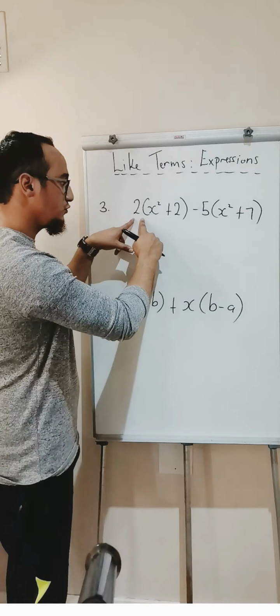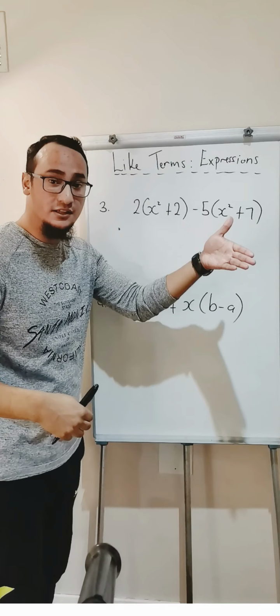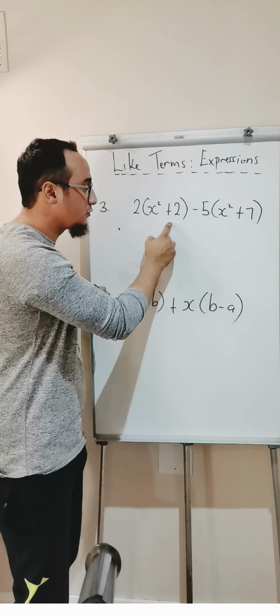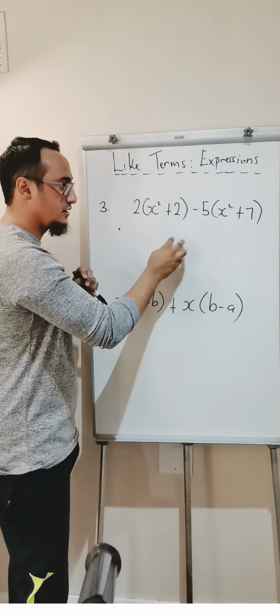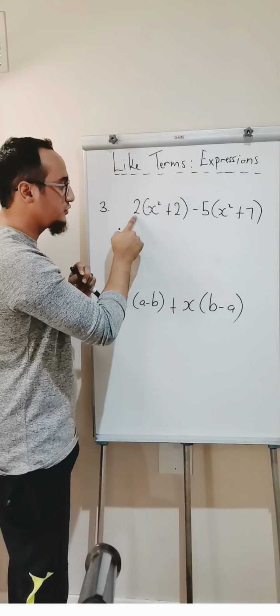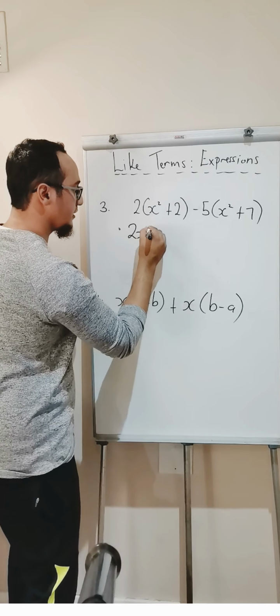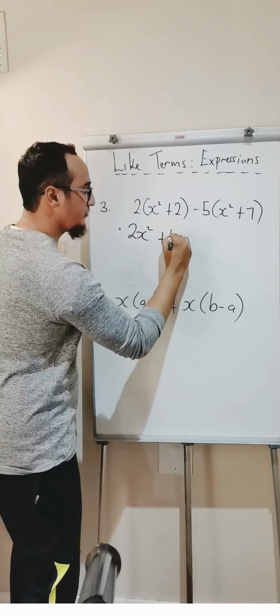Over here, I have 2 multiplied by 2 things in the bracket. If there were 3 things in my bracket, I would have multiplied thrice. If there were 5 things in my bracket, I would have multiplied this 2 by the 5 over there. But in this case, there is only 2, meaning I multiplied 2 times x squared is 2x squared. The same 2 multiplied by 2 is positive 4.